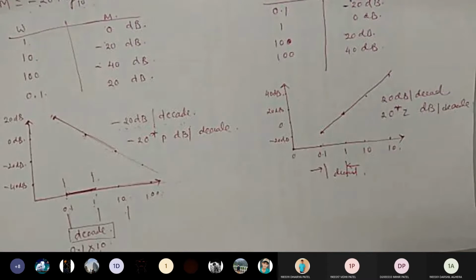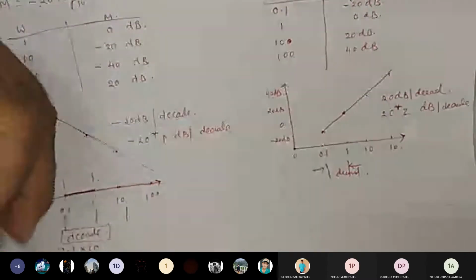Next we have the simple pole. For the simple pole, the answer is minus 20 dB per decade. Simple zero, 20 dB per decade. Done. Quadratic: minus 40 log omega plus 40 log omega n. The same will be for zeros. Done. Now we will go for examples. We will take the first example.